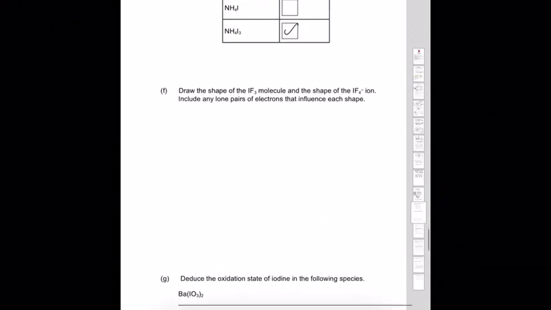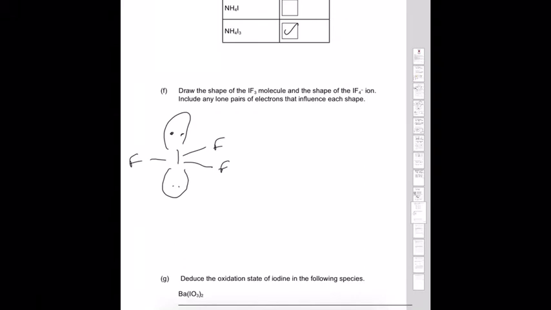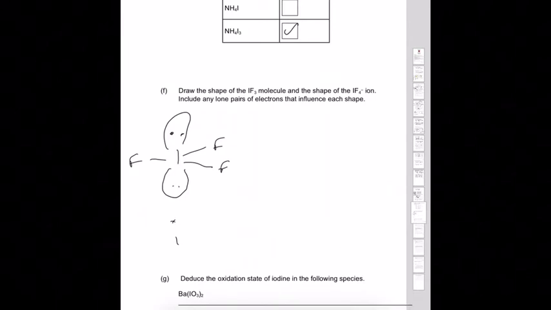Right, so here we're looking at include the pairs of electrons that influence each shape. So IF3, what we're looking at here is iodine has got 7 electrons in its outer shell. It's got 2 lone pairs here, and the 3 are used in bonding, so it can expand its octet. The best way of doing that one is by having a trigonal planar.